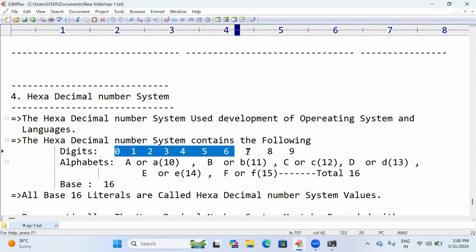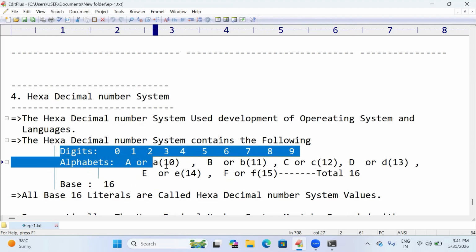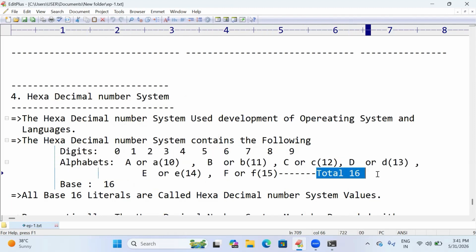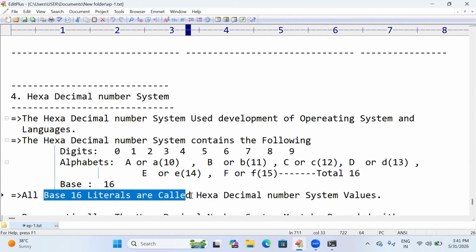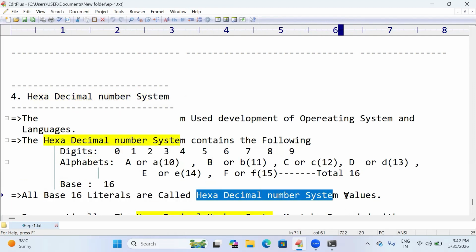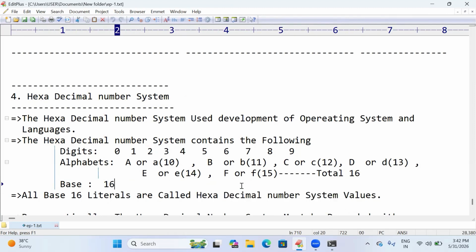The digits are from 0 to 9. Alphabets are from A to F. We can declare that in uppercase or in lowercase. The digits plus alphabets are total 16. So here the base is 16. So base 16 literals are called hexadecimal number system values. So anything of base 16 comes under the hexadecimal number system values.